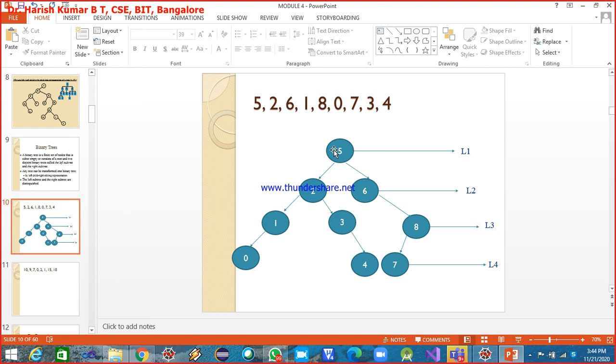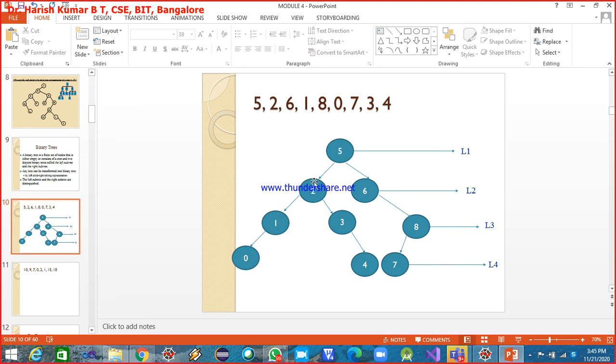Now in this example, 5 is the root node because the starting node is always made the root node. The next one is 2. I compare that with 5. Since 2 is less than 5, it is inserted towards the left subtree. Then I take 6 and compare it with 5. Since 6 is greater than 5, it is inserted towards the right subtree. Next I take 1. You always have to start from the root node. I compare 1 with 5. Since 1 is lesser than 5, I travel along the left subtree of 5.